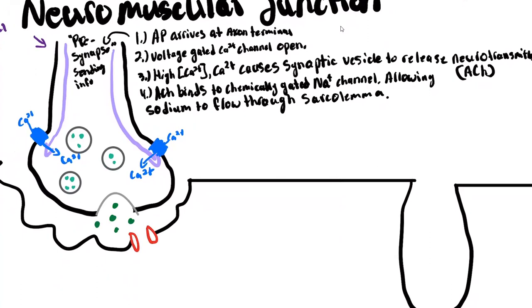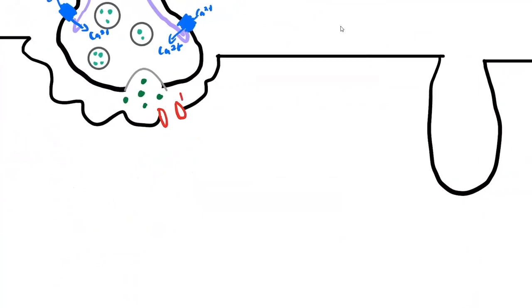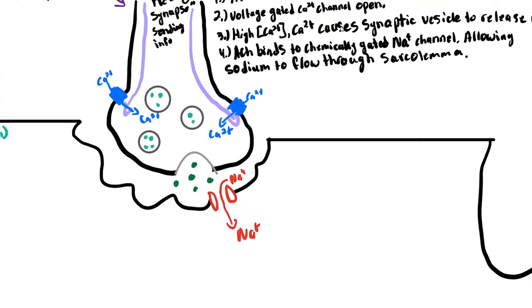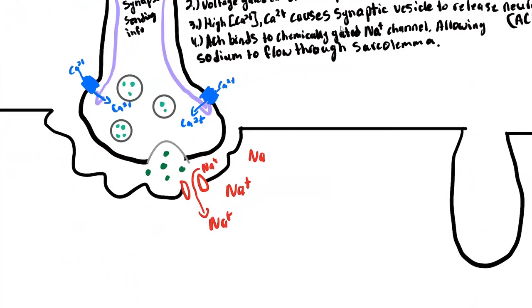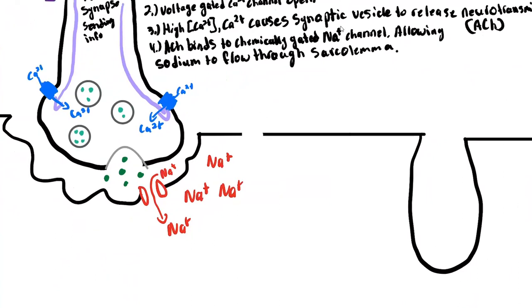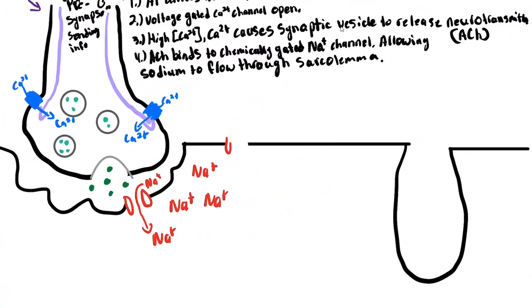So let me draw some sodium ions. They're going to flow through in here. And near the junction, you're going to have more voltage gated sodium channels.